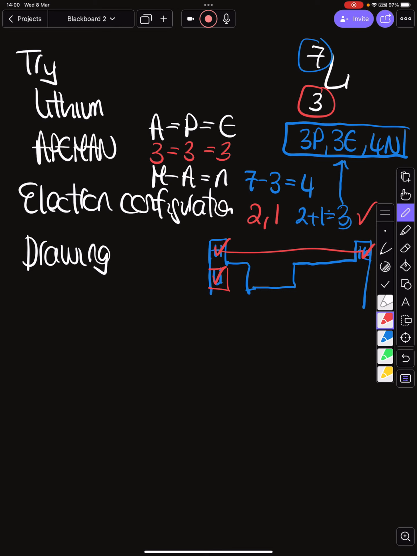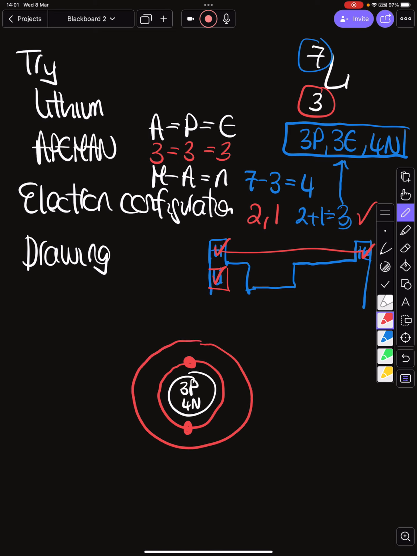We're now going to see, can we draw the Bohr diagram for this? We are going to draw our nucleus first. My nucleus will have 3 protons and 4 neutrons. I know for my electron configuration I have 2 shells. I have 2 in the first shell, so they're always put at 12 o'clock and 6 o'clock on a clock, and in my second shell I only have 1 electron. I have now drawn the Bohr diagram for lithium.